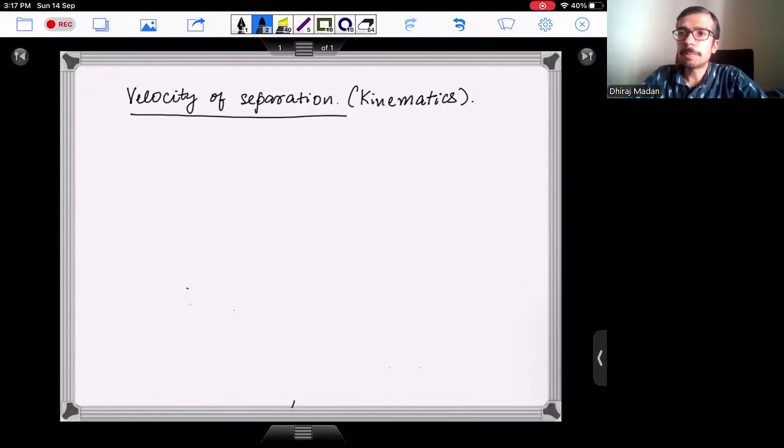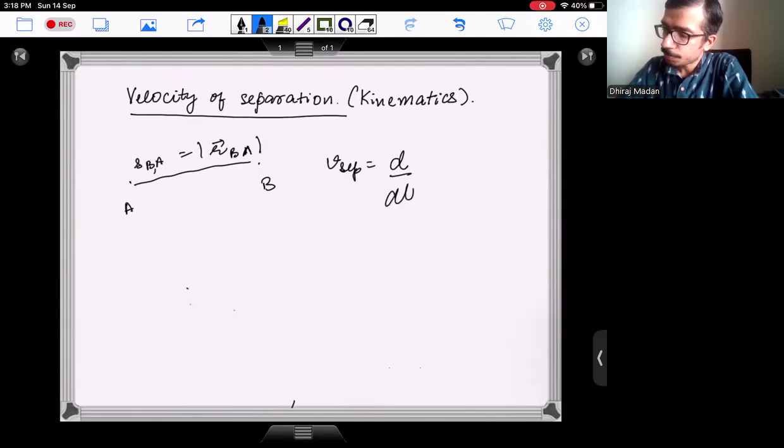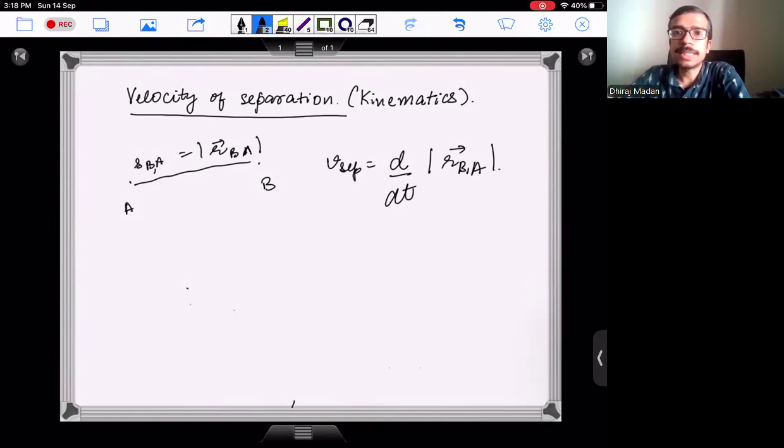So velocity of separation, by definition, is essentially the rate of increase of distance between 2 points. Let's say you have 2 points, A and B, and the distance between them, denoted by SBA, is essentially mod of RBA. This is the relative position of B with respect to A. Then velocity of separation is the rate of change of RBA. So it's basically the rate of change of distance between the 2 points, how fast the distance is increasing between these 2 points. That is known as velocity of separation.